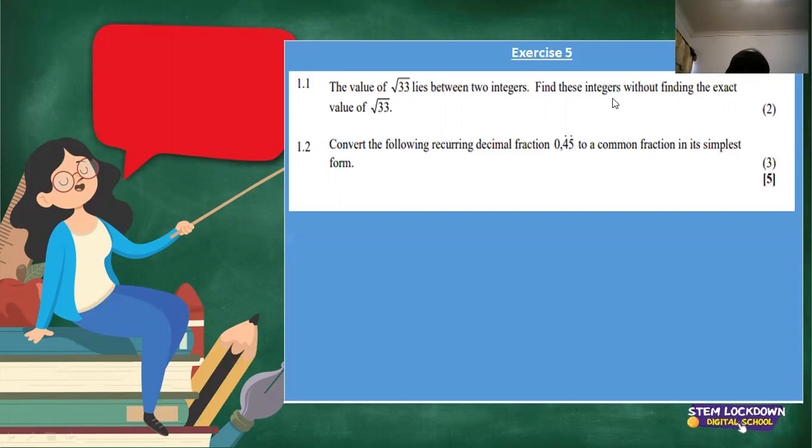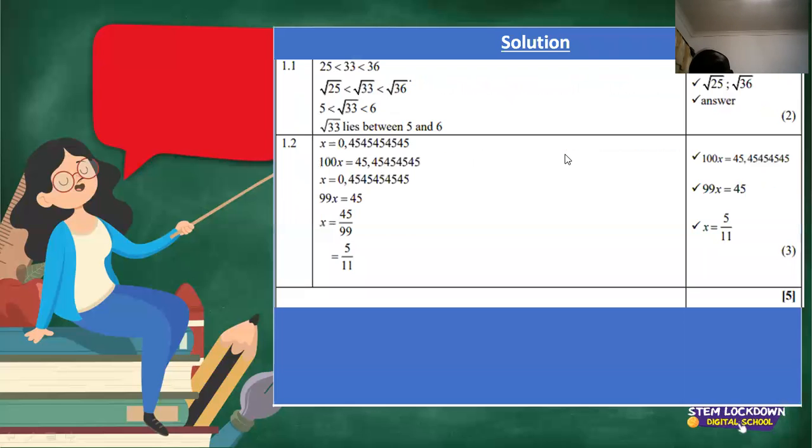We say x equals 0.4545. You write the 45 twice, and then with the last 45, you put the dot on top. And then you multiply both sides by 100. Again, x equals 0.45, 45, 45, 45, because 0.45 with a dot means 45 is recurring.